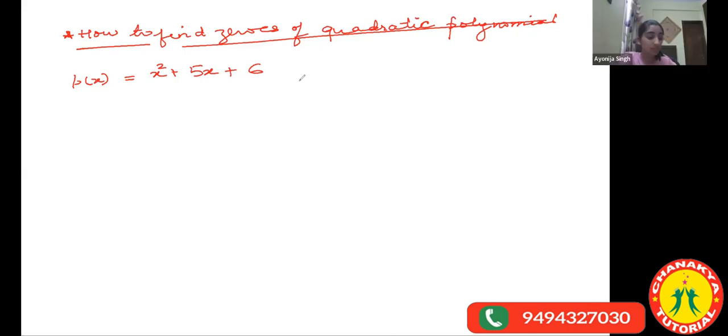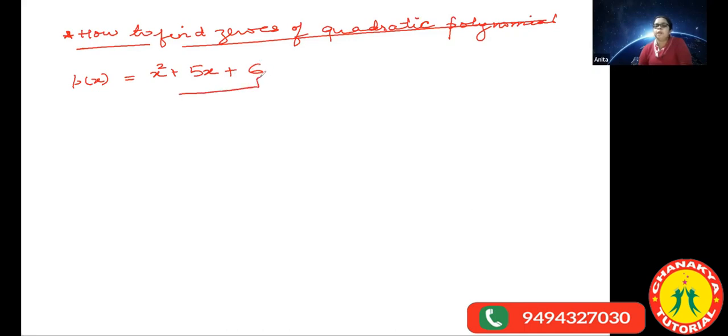Yes. Splitting of middle term. Yes, by splitting the middle term. So here your last term is 6. So you will multiply this 6 by coefficient of x square. So in front of x square, nothing is written. So you will consider it as 1. So 1 into 6 will be equal to 6.